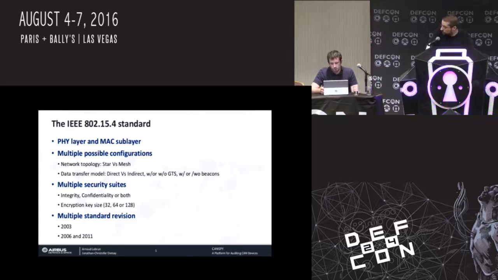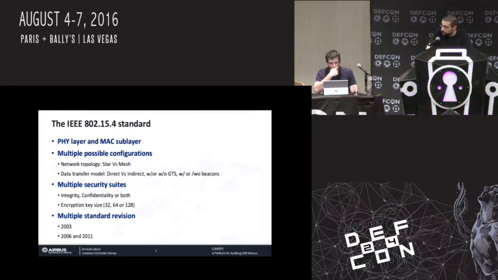But that's not all. You also have to think about security. Encryption, security, is provided by the MAC layer. And there again, you have multiple choices. You can only protect integrity, you can only protect confidentiality, or you can protect both. You can choose different type of key, I mean size of key, 32, 64, or 128. So again, more choice, so more possibilities if you make more combination with the previous possibilities I've exposed.